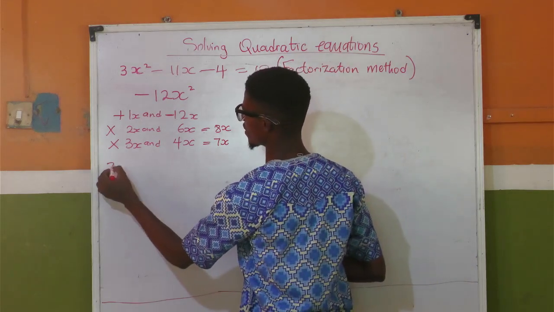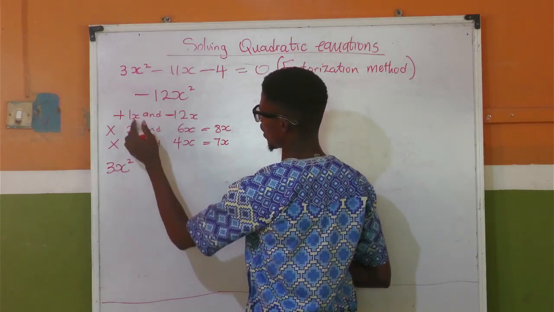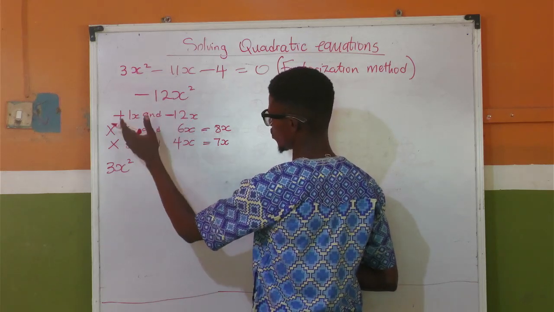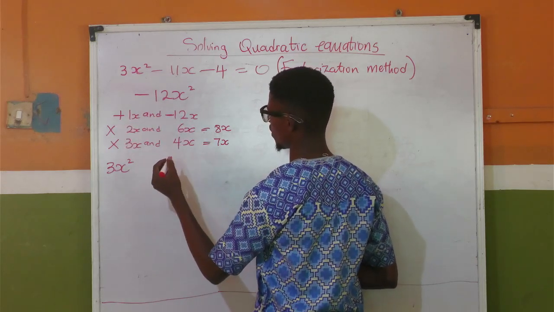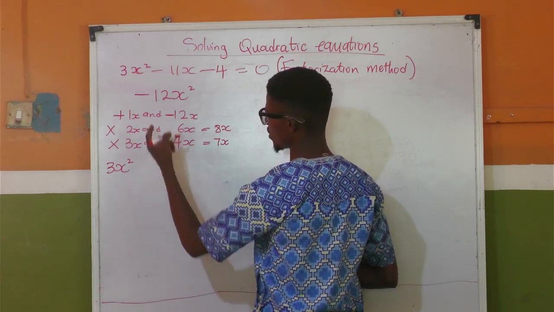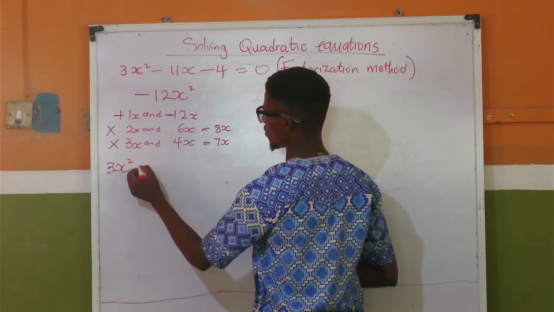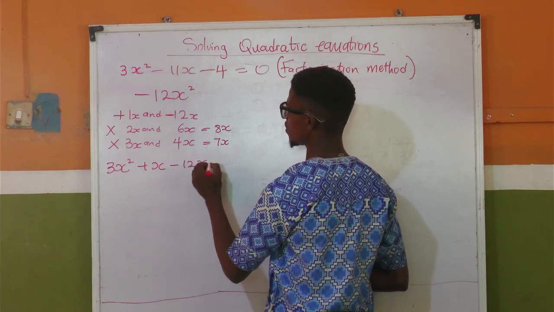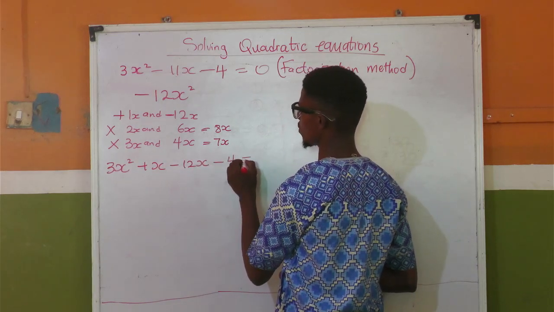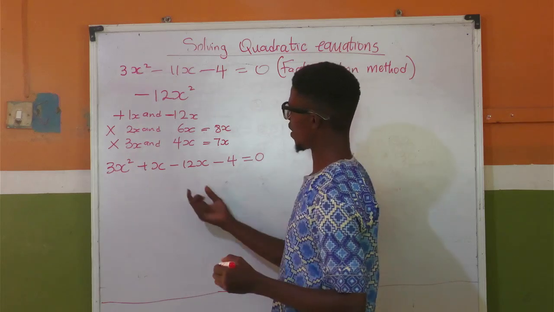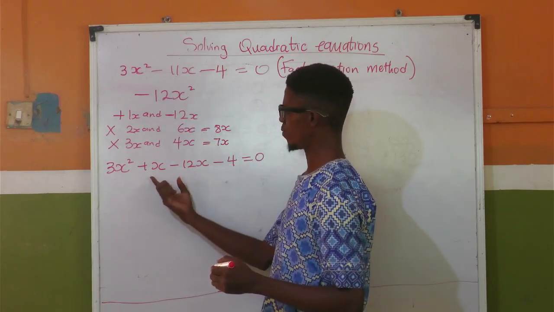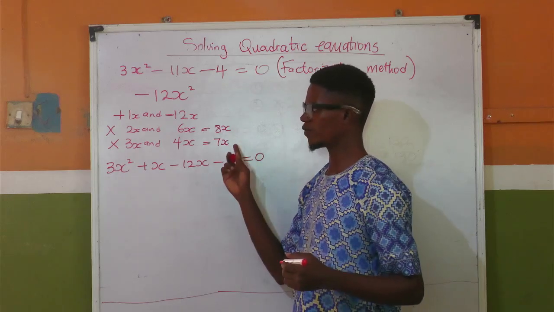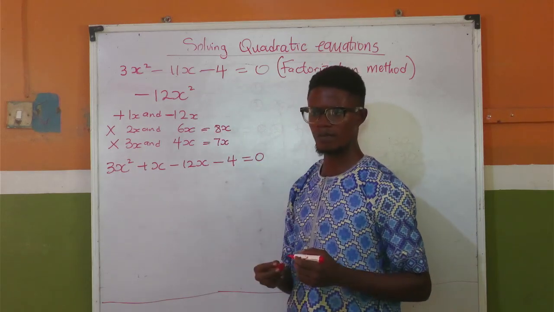you can write as 3x squared. Now, let's bring this 12x to be in front, so plus x minus 12x minus 4 equals 0. You can simply see that we have replaced this minus 11 with plus x and minus 12x. So that's the goal of finding the factors of this 12 that we found earlier.